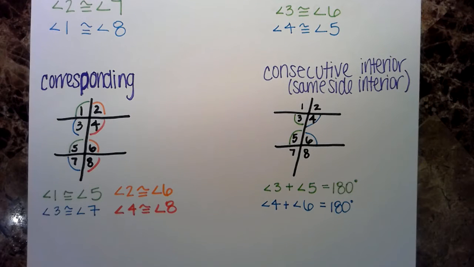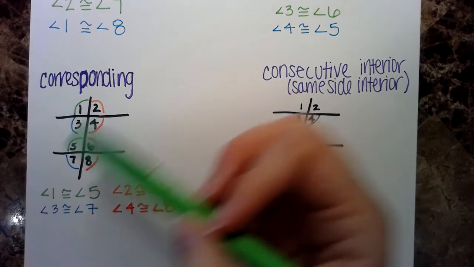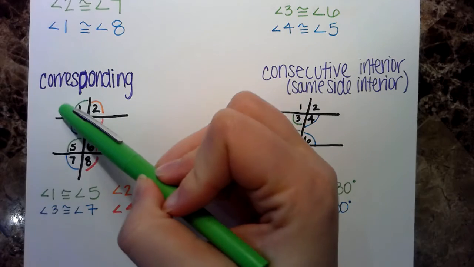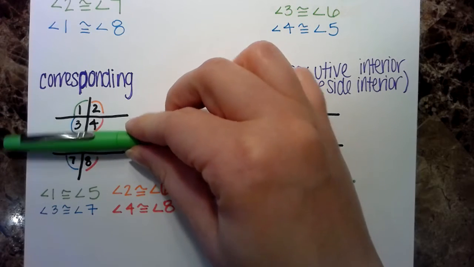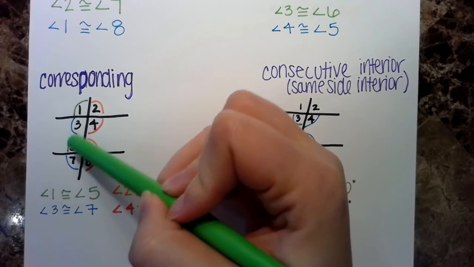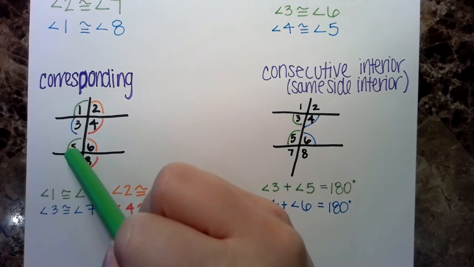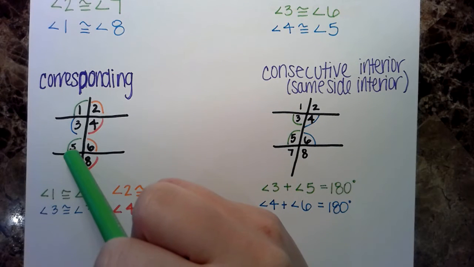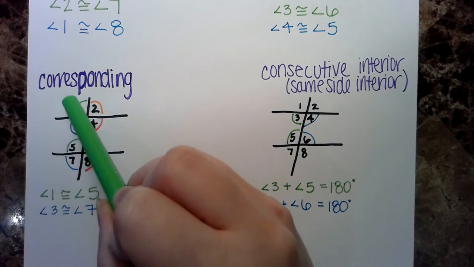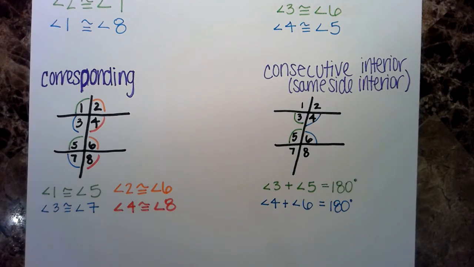Corresponding is going to be angles that are on the same side, same position. So for example, 1 and 5, they're in the top, like if you were to split this in half, they're in the top corner. So 1 and 5 are congruent, so that means they're going to be the same or equal to. Those are a set of corresponding angles.